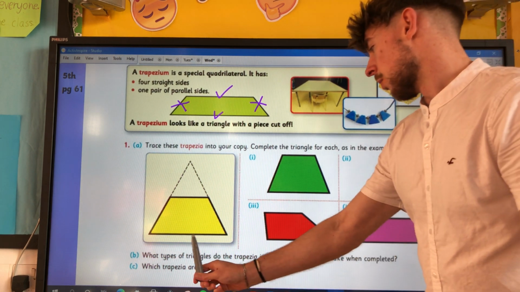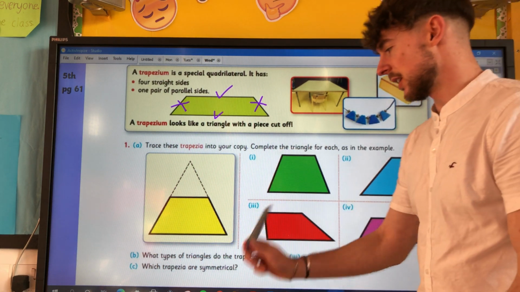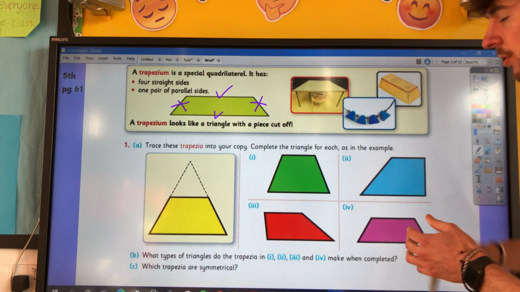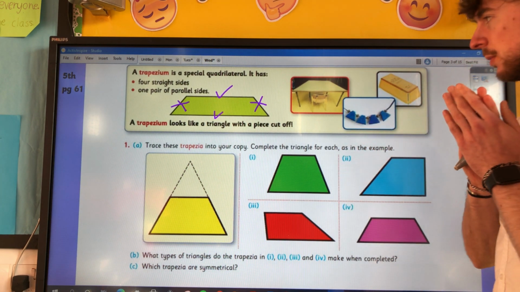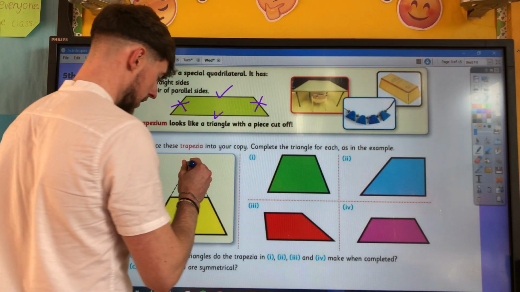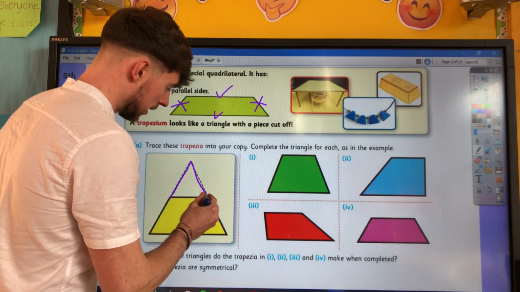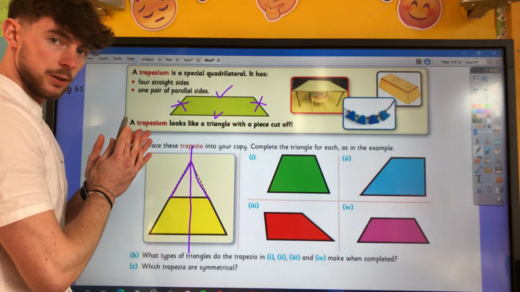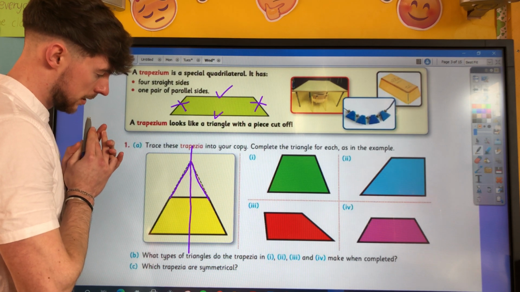So what type of triangles do the trapezia in these ones make when you complete them? And which ones are symmetrical? So which one could you draw a line through and they'd be the same if you folded them over? So remember we were talking about that. So for example, if I filled in this trapezia, okay, filled it in. If I cut this straight down the middle and folded it over, would it be symmetrical?